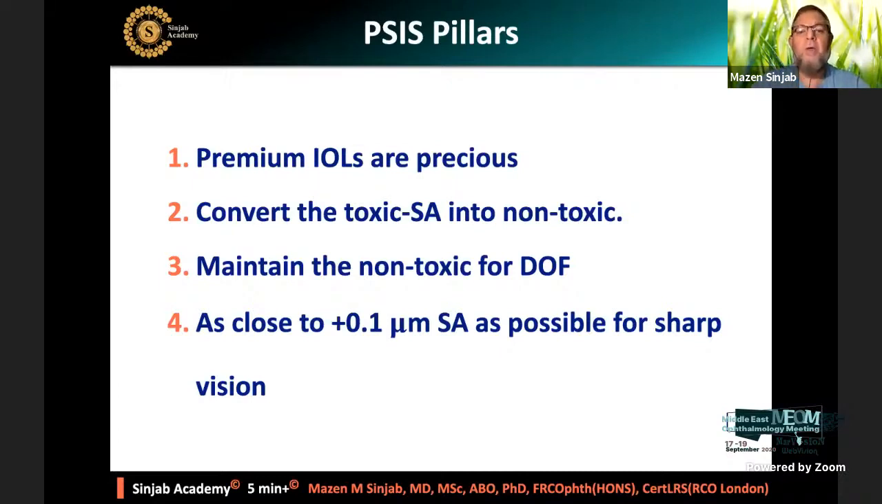The second thing, always when we face a toxic spherical aberration, we can convert it into non-toxic spherical aberration by implanting those lenses. So we have to pay attention to the spherical aberration that the patient has. According to that, we can decide whether to maintain the non-toxic spherical aberration or to push the toxic spherical aberration to be non-toxic spherical aberration. And if the patient insists on quality of vision, then we have to compensate for and neutralize the non-toxic in order to be as close as possible to plus 0.1 microns in order to get sharp vision. So these are the general rules that we use when we apply this PSIS algorithm.